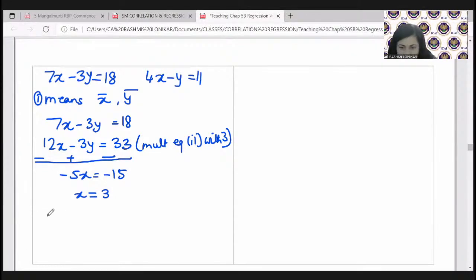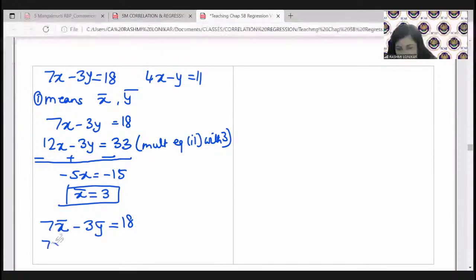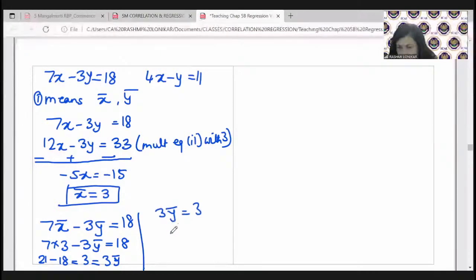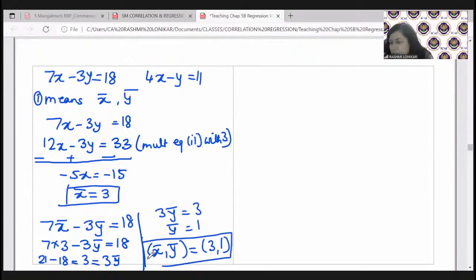Now y bar. So this gives me x bar is equal to 3. Now 7x bar minus 3y bar is equal to 18. So how much do I have? 7 into 3 minus 3y bar is equal to 18. 21 minus 18 is equal to 3, so 3 is equal to 3y bar. So I have got y bar is equal to 1. So x bar, y bar is equal to 3, 1. So this answers my first question, part A.